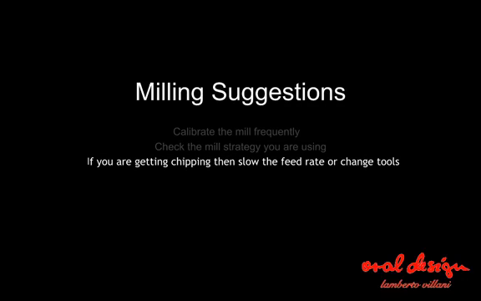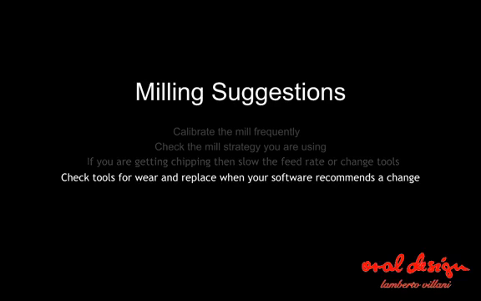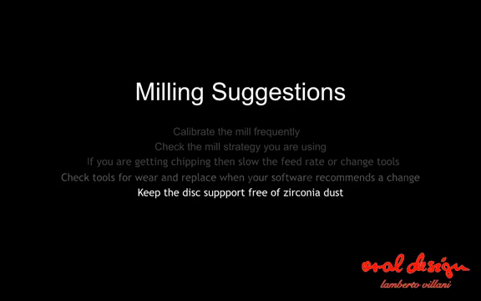Some milling suggestions. Calibrate the mill frequently. Check the mill strategy you are using. If you are getting chipping, then slow the feed rate or change the tools. Check the tools for wear and replace them when your software recommends a change. Keep the disk support free of zirconia dust. This is very important, because if you have some dust where the disk is sitting on the nest, it will be a problem.